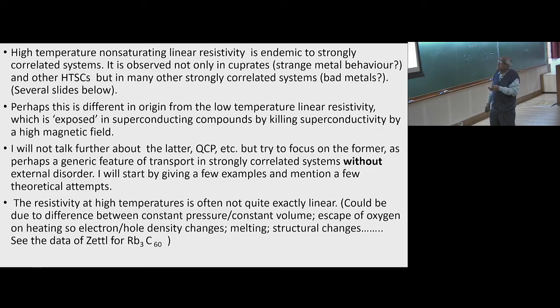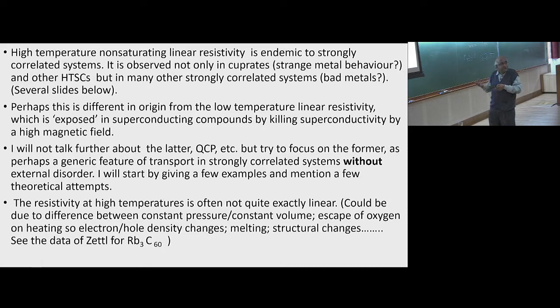The other thing which I do want to mention is that the resistivity at high temperatures is not exactly linear. It is generally not quite linear, and this could be due to many things. It could be due to something as trivial as the fact that the resistivity at constant pressure and the resistivity at constant volume are different. It could be due to the fact that when you heat something, oxygen escapes from it. It could be due to the fact that the thing melts or its structure changes.